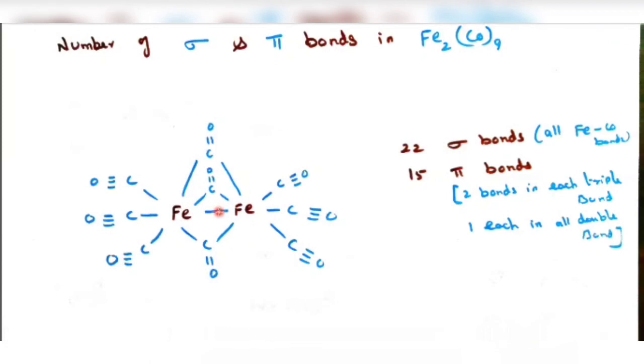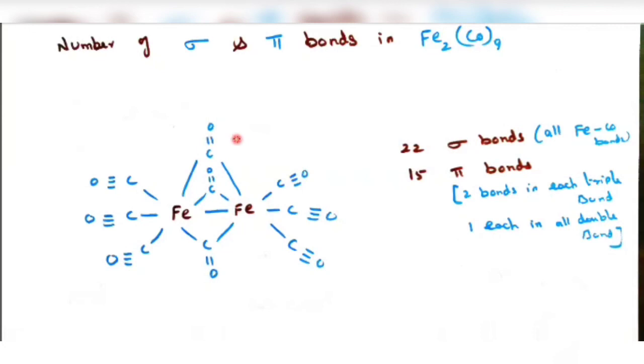Next, let us consider the pi bonds. 1, 2, 3, 4, 5, 6, 7, 8, 9, 10, 11, 12, 13, 14, 15. So 15 pi bonds. Each triple bond contains 2 pi bonds: 2, 4, 6, 8, 10, 12, 13, 14, 15. Each triple bond contains 2 pi bonds and each double bond contains 1 pi bond.